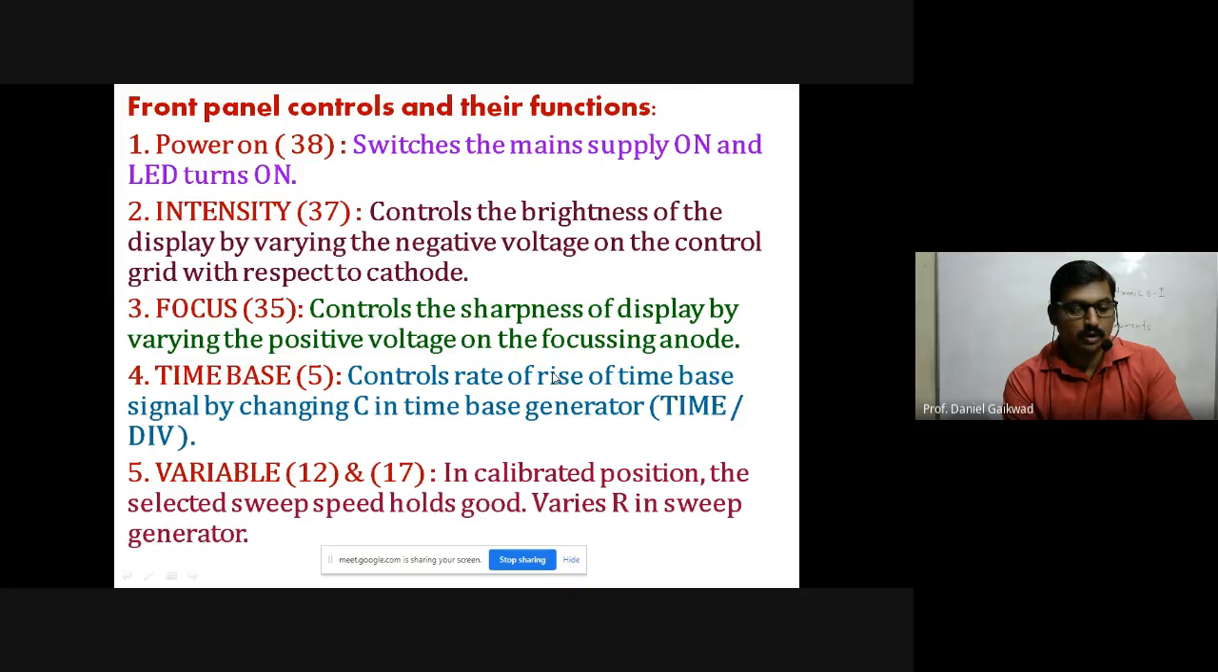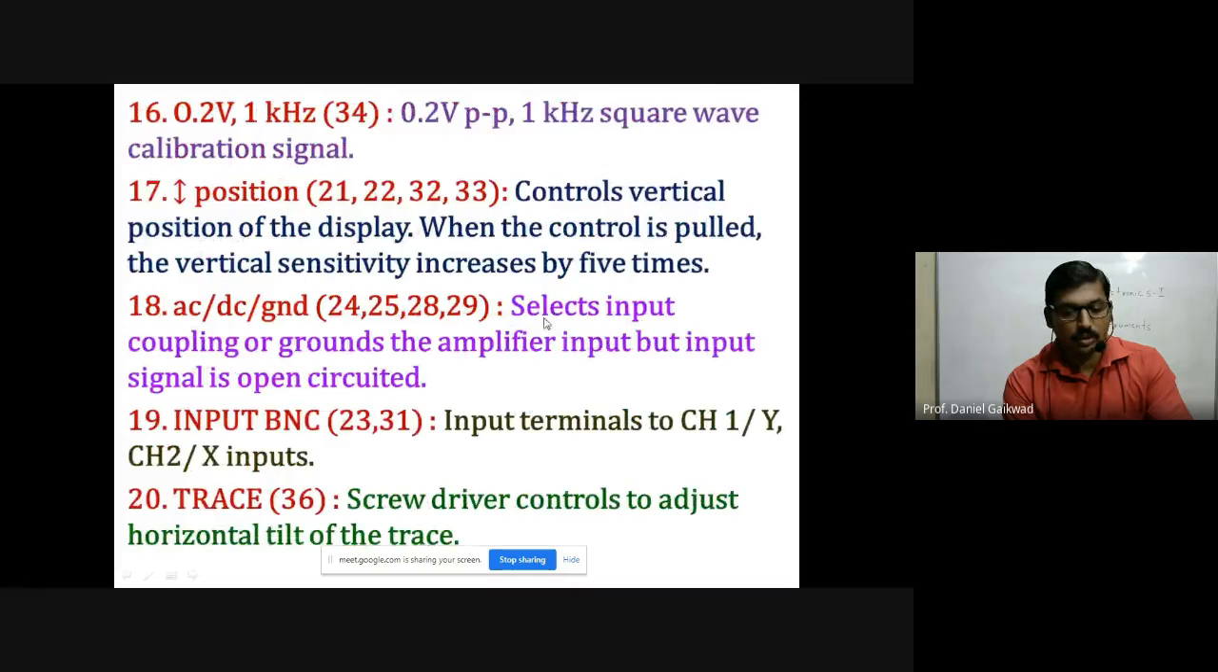Now, what is the role of that particular knob? We move the display in the vertical direction. So check carefully. It controls the vertical position of the display. When the control is pulled, the vertical sensitivity increases by 5 times. So here also we have the sensitivity increased to 5 times, similar to the horizontal position X5. So this is similar to the X position.